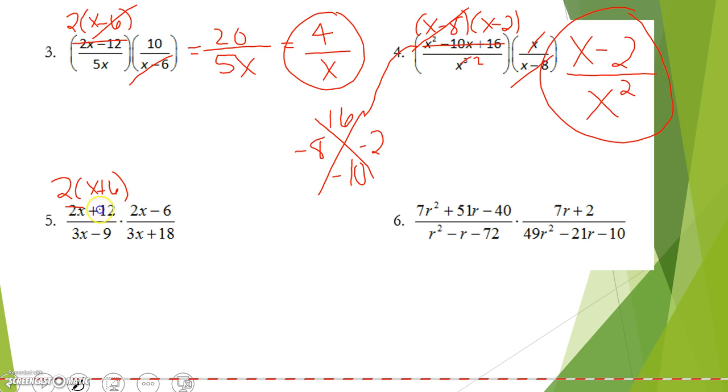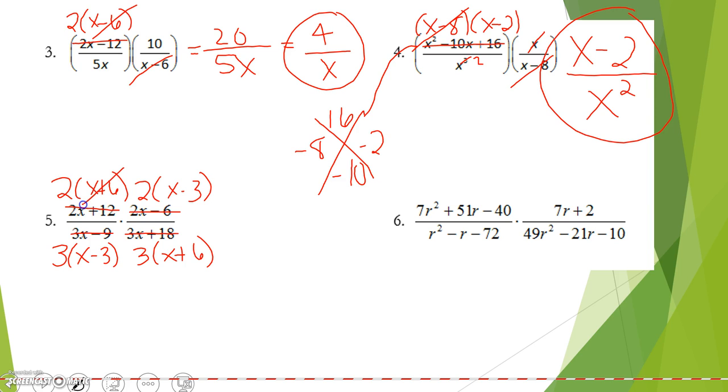The next one, I can GCF the top. 2 comes out, x plus 6 is left over. The bottom, 3 comes out, x minus 3 is left over. The top, 2, x minus 3. And the bottom, 3x plus 6. If you're still having trouble with factoring, then you need to be asking for help during class when we're practicing.